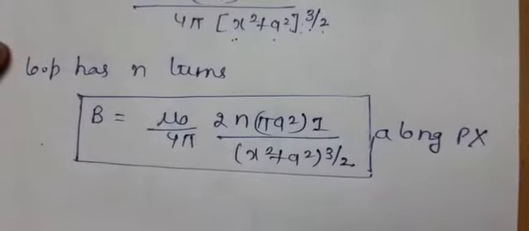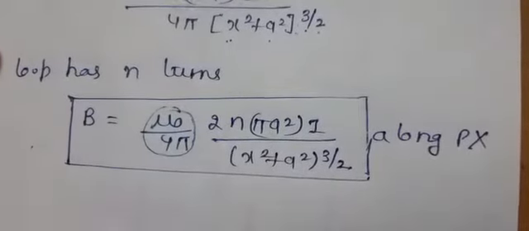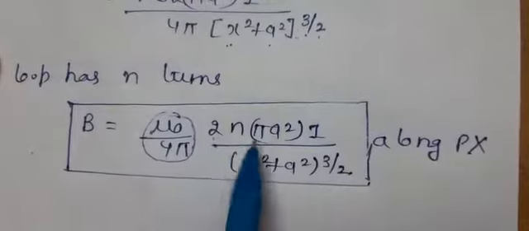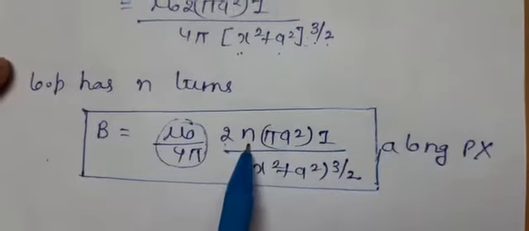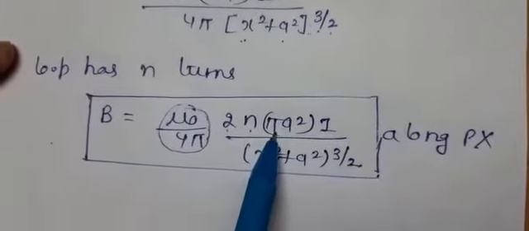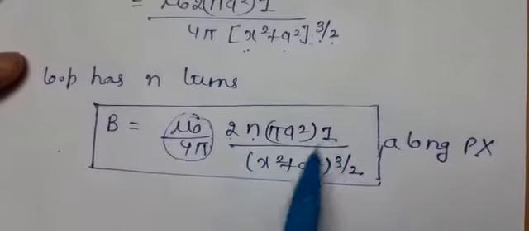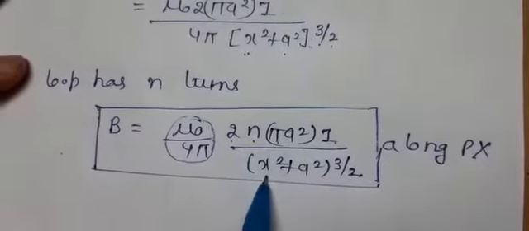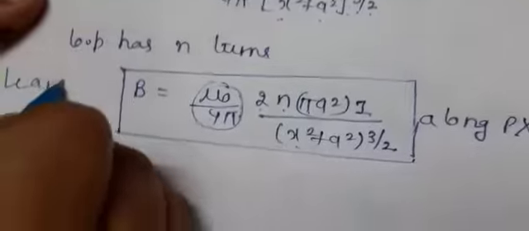How will you learn this result? See, mu naught upon 4 pi is a factor you will take as such. 2 into n, the number of turns, into the area of a single loop multiplied by the current flowing through it, divided by distance R cube. So you have to learn this result also.